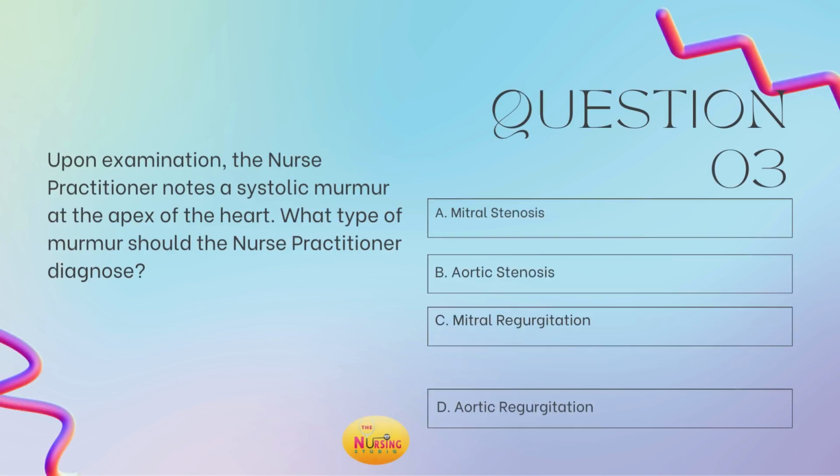All right, and question number 3. Upon examination, the nurse practitioner notes a systolic murmur at the apex of the heart. What type of murmur should the nurse practitioner diagnose? Is it A, mitral stenosis, B, aortic stenosis, C, mitral regurgitation, or D, aortic regurgitation? Take a moment and tell me what you got in the comments.